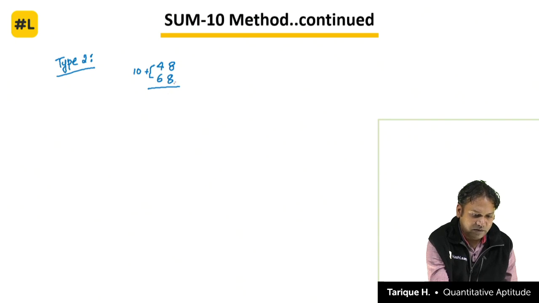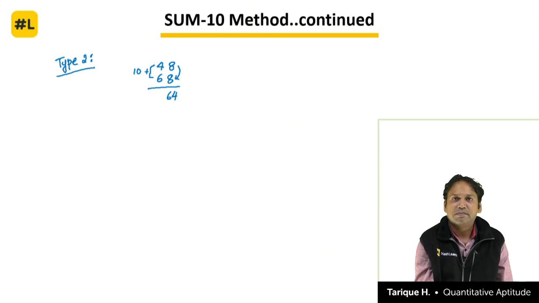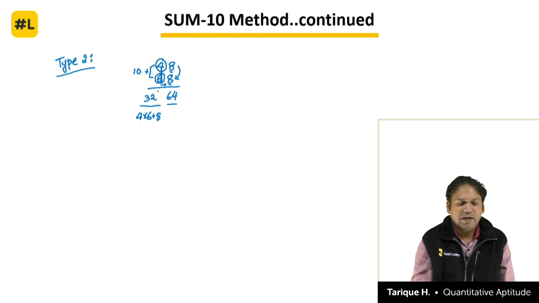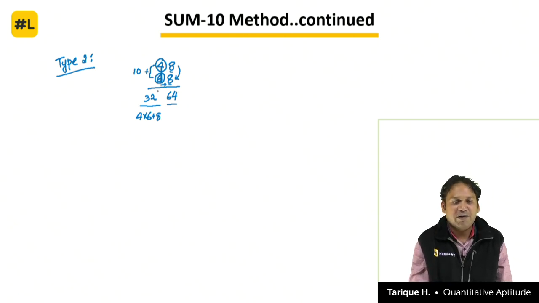You see what we will do first here. We will multiply 8 into 8, 64. Observe carefully. 8 into 8, 64. And we will multiply 4 into 6. So first let me write down what is the value here. 32. How did I get 32? 4 into 6 plus 8. You multiply this 4 with this 6 and you add 8 to it. 4 into 6, 24 plus 8, 32.